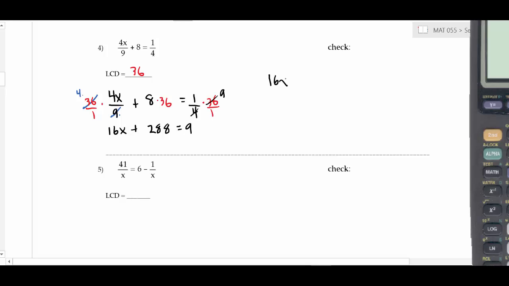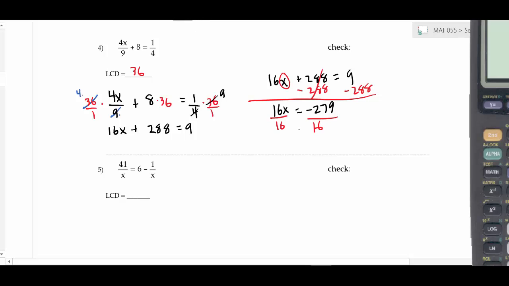Now some of you got that, and then you struggle to solve your equation. Anytime you're solving an equation and you're stuck, what are you doing? You're getting x by itself. So what do you got to get rid of? 288 and 16. So you want to subtract 288 from both sides, to start with. Then that's going to give 16x, and that's negative 279. Then divide by 16, and then you're done.